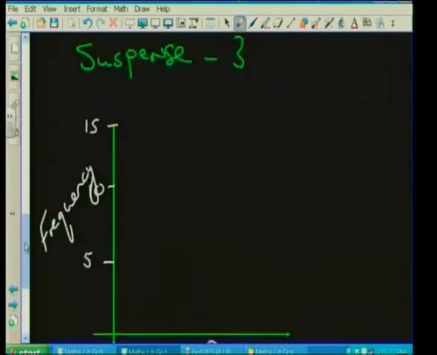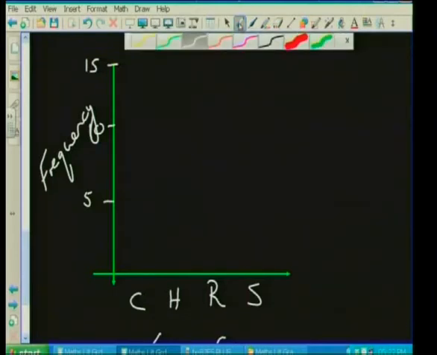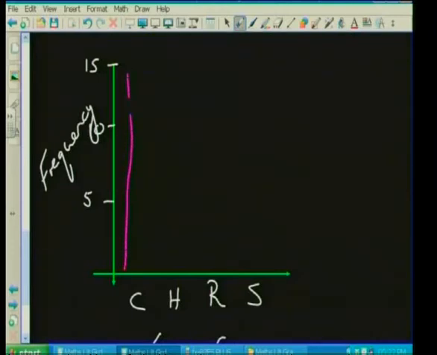How many people enjoyed a good comedy? 15 people enjoyed a good comedy. So let's draw that in straight away. So I'm going to say, right, I've got 15 people. Let's use a different color. Let's go pink. 15 people enjoyed a good comedy.